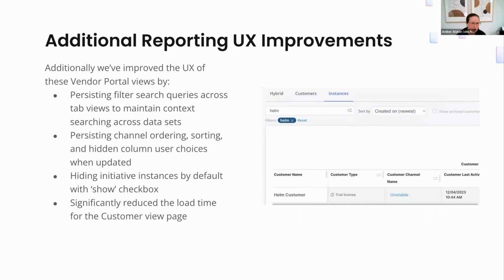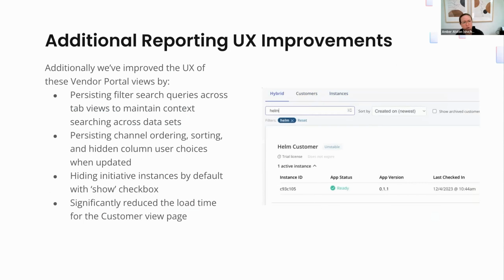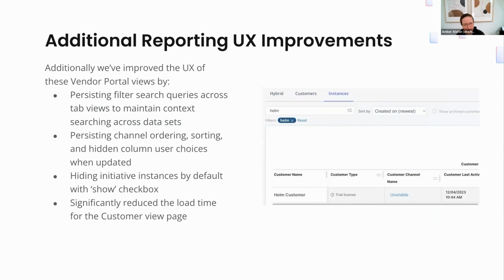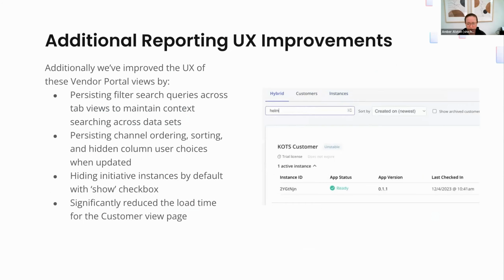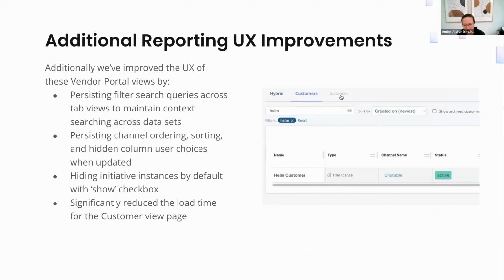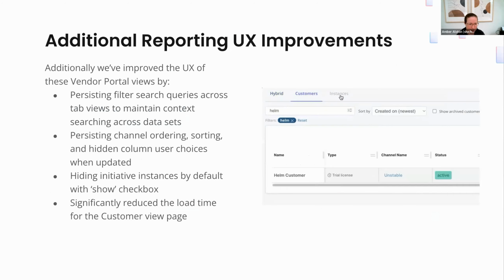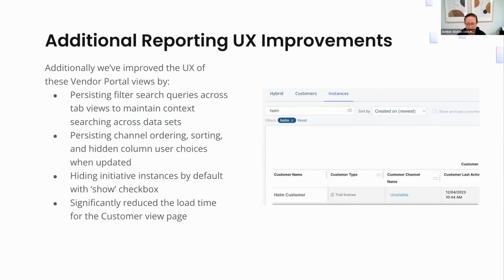We've also just made some additional reporting UX improvements across vendor portals. So some of the things we've done are actually persist your filter search queries across views, which allows you to better maintain context as you are interacting with this data in vendor portal. We now persist channel ordering, sorting, hidden column user choices when updating. Based on feedback, we now hide inactive instances by default, but of course have a show checkbox that allows you to bring those back into the data.